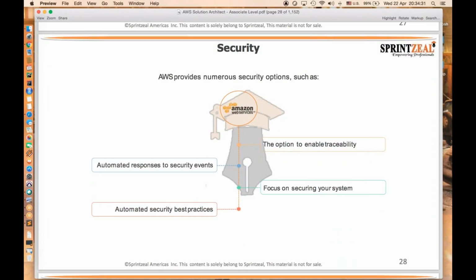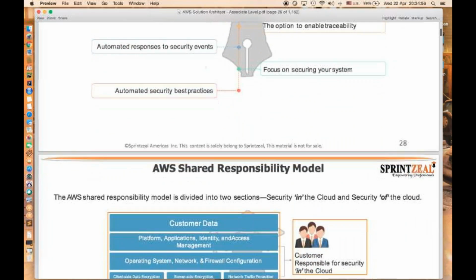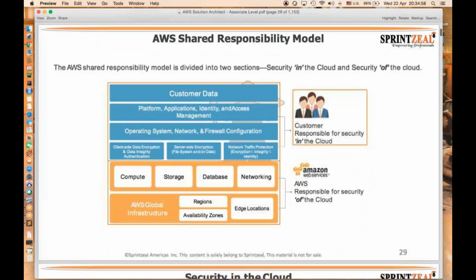So when it comes to security, let's see what the different options are here: enable traceability and automated responses to security events, and focus on securing your systems and automated security best practices. We need to follow all these aspects in the security options, and these will be given in the further slides with explanation.